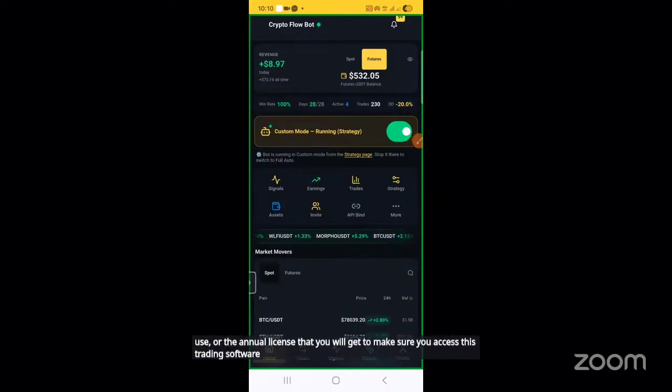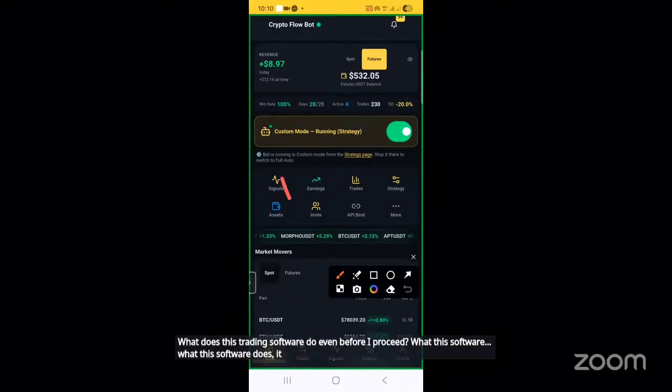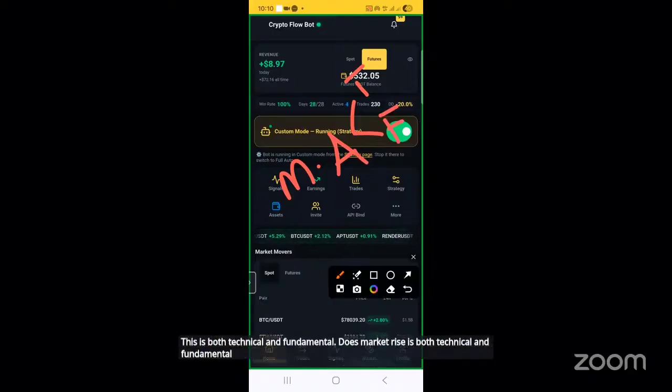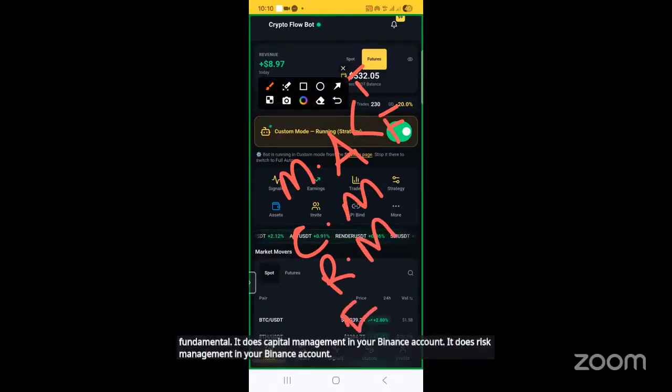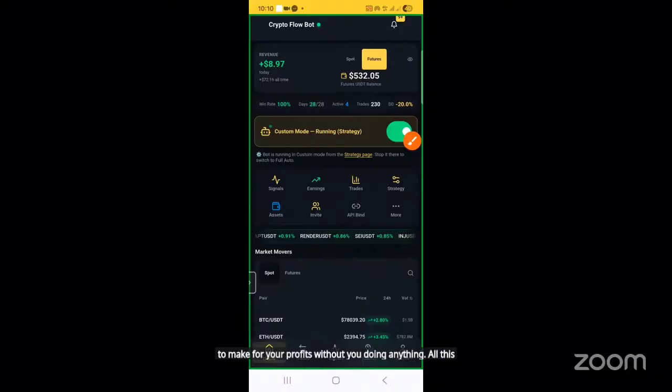What does this trading software do? Even before I proceed, what this software does is market analysis, both technical and fundamental. It does capital management in your Binance account. It does risk management in your Binance account. It enters coins and also exits those coins to make profits for you without you doing anything. All this is hassle free. You don't have to do anything.